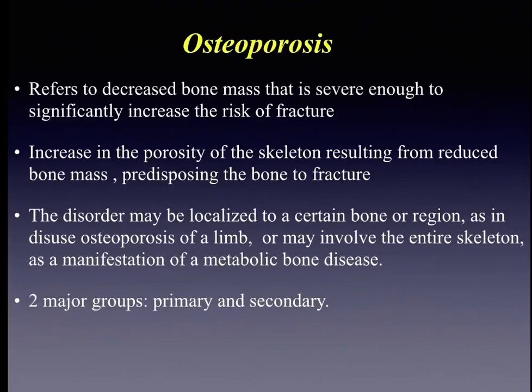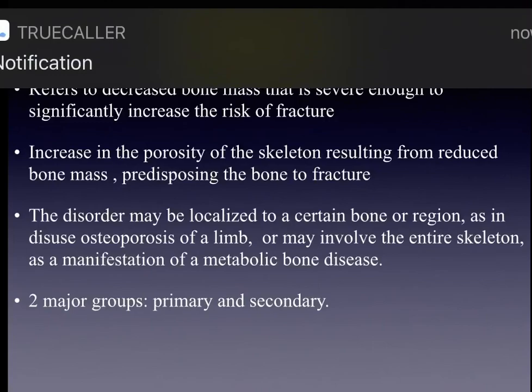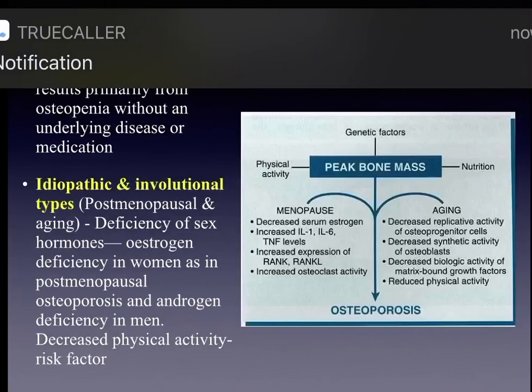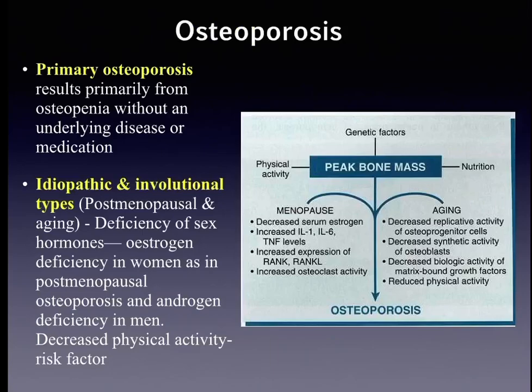Osteoporosis can be either localized to a certain bone or region, as in disuse osteoporosis of a limb, or it can involve the entire skeleton as a manifestation of metabolic bone disease. There are mainly two major groups. One is the primary and the other one is the secondary.